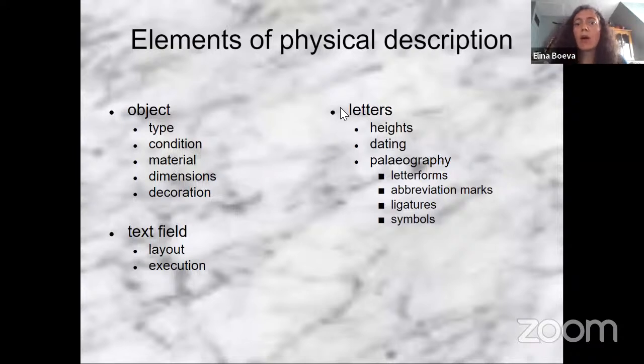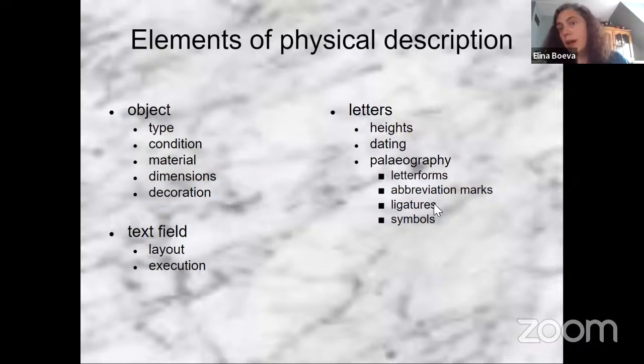Now, letters, of course: letter heights, just like in the printed edition, dating, paleography, different letter forms, abbreviation marks. About the abbreviation marks, you can include them here in the physical description of the monument, or you can leave them for the commentary section. It's up to you. There are two correct ways to put this information.